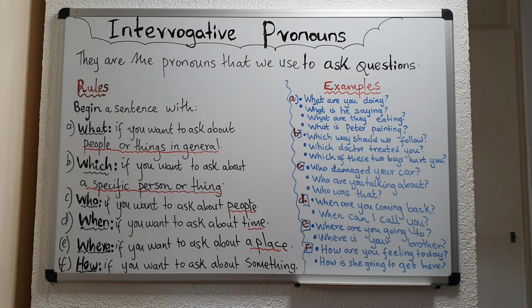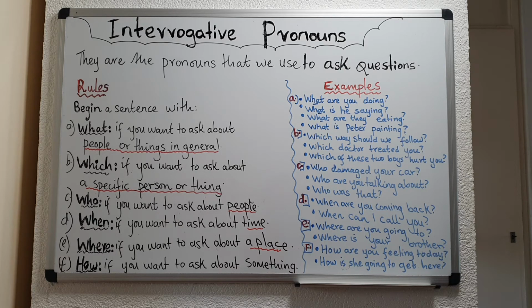Let's look at some examples. Example C on the right. Who damaged your car? Who damaged your car? So imagine a friend comes to visit you and they park their car and you look at the car and it's damaged. It has some scratches, maybe it has a few dents, and you want to know who damaged your car. Okay, who damaged your car? So you want to know exactly who did it.